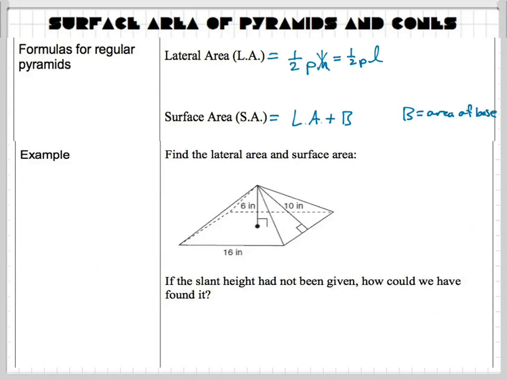L, do you guys know what L equals? Slant height. And then P is your perimeter.